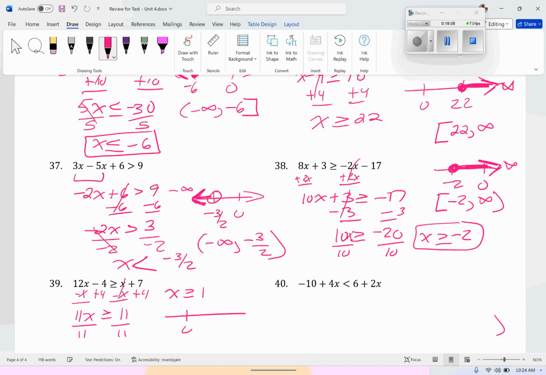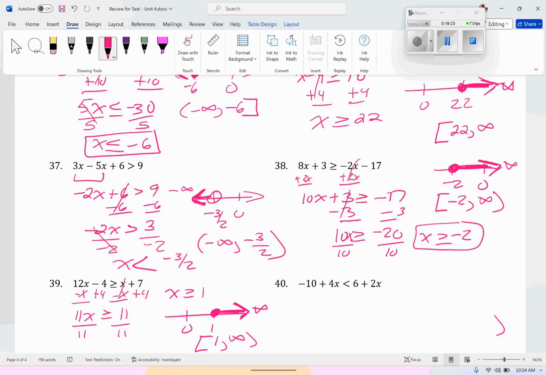So I have 0 here. I got 1 here. Solid dot at 1. And go to the right. That's pointing to infinity. So my interval notation is going to be a square bracket because it's a solid dot, there's an equal sign, to infinity.